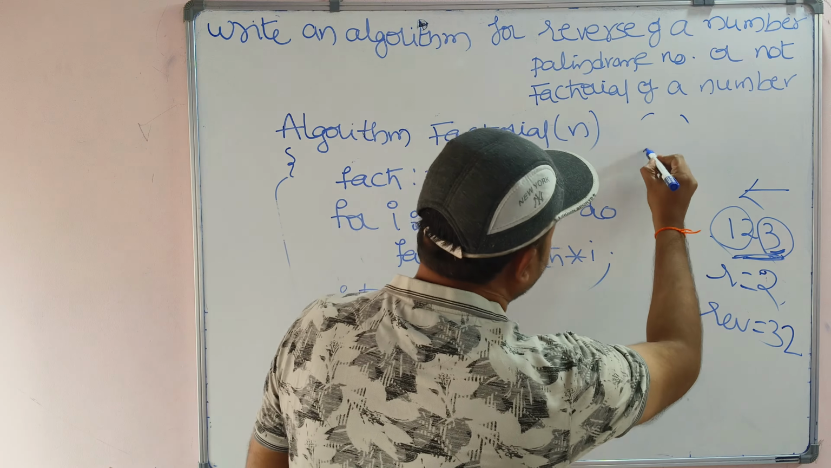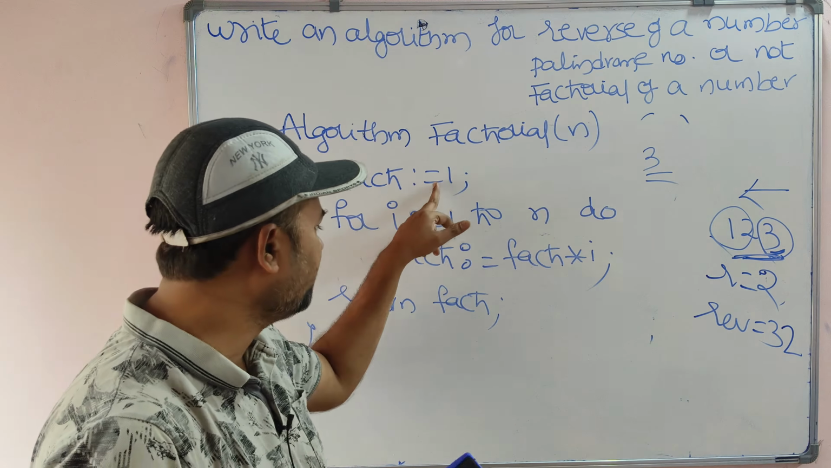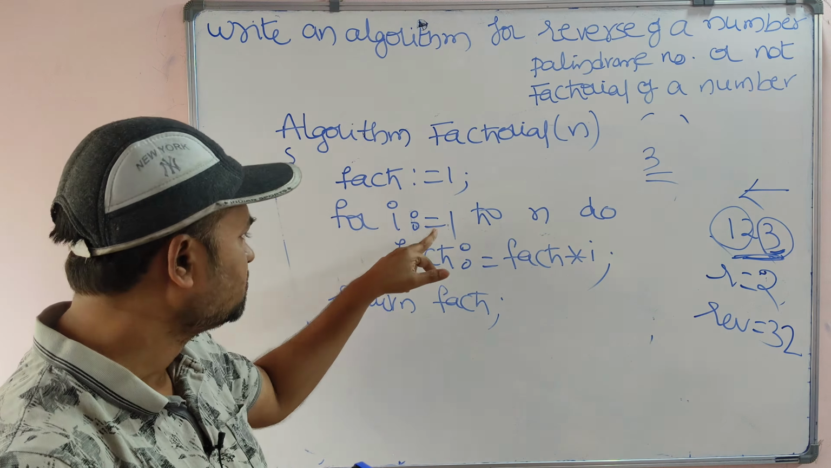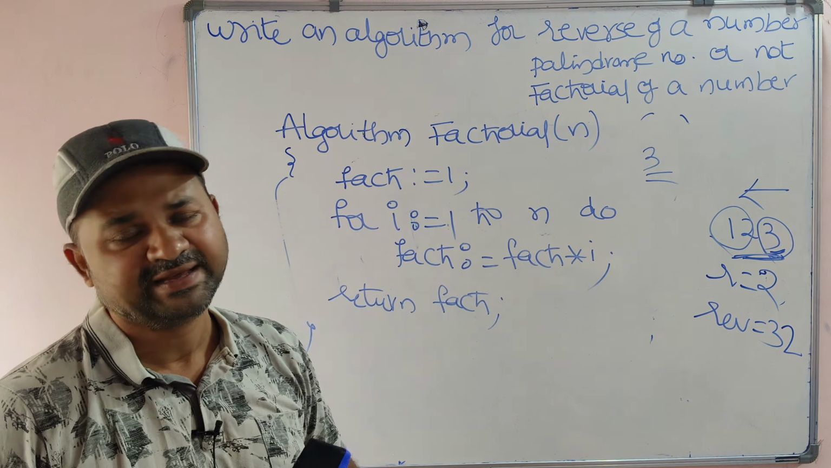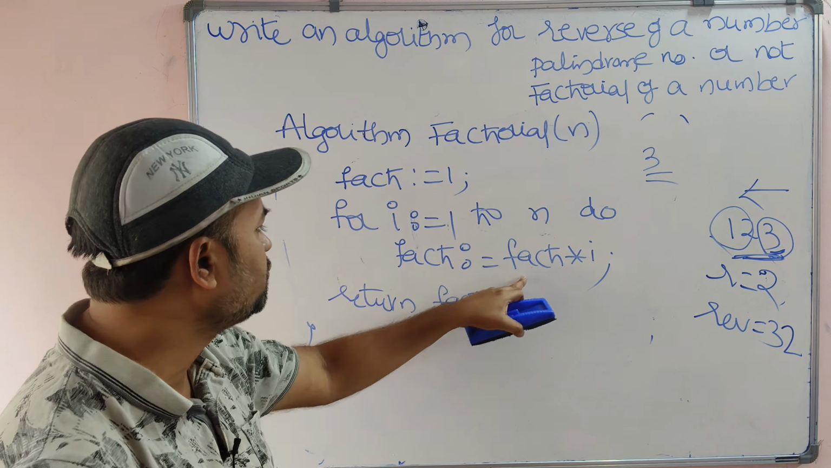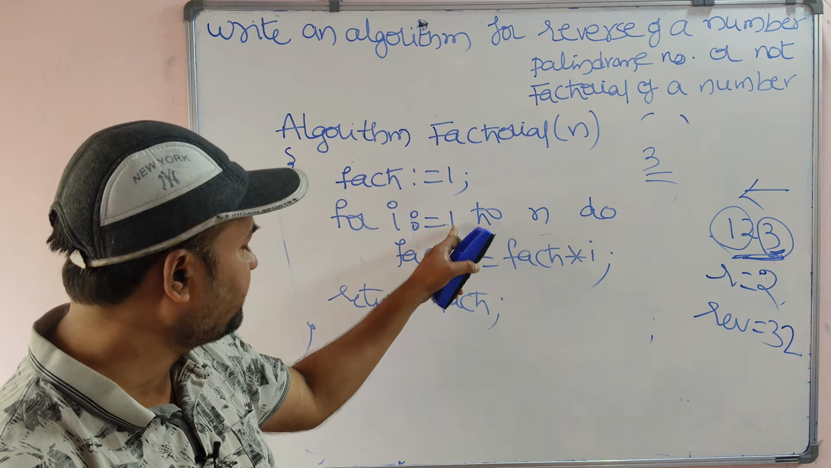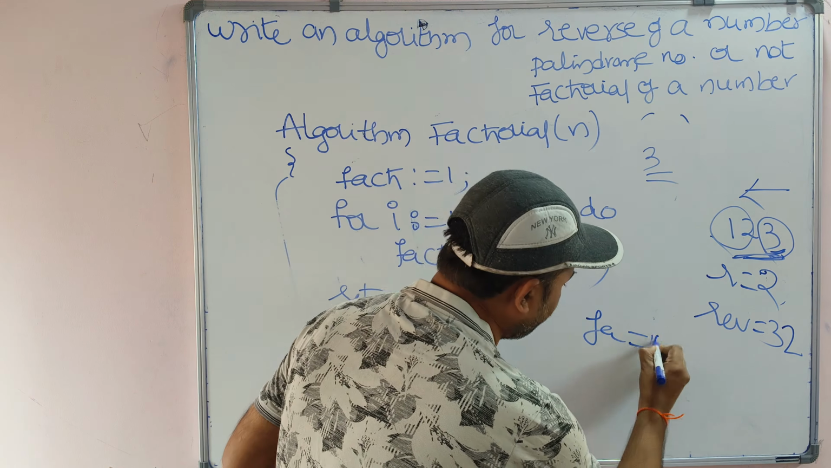So let n value be 3. What is the result of 3 factorial? 6. So initially what is the fact value? 1. So we are starting from 1. 1 is less than or equal to 3. Yes, the condition is true. Fact is equal to fact into I. So 1 into, what is the I value? 1. What is the fact value? 1. So 1 into 1 means 1.